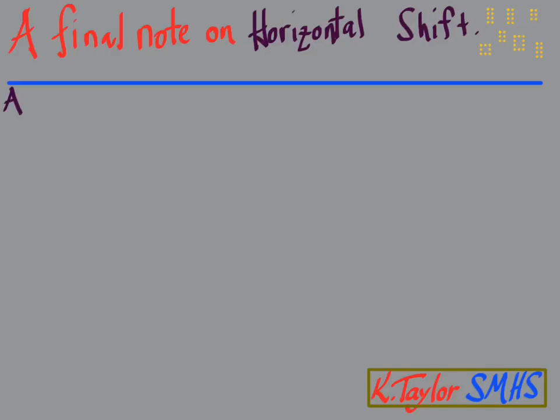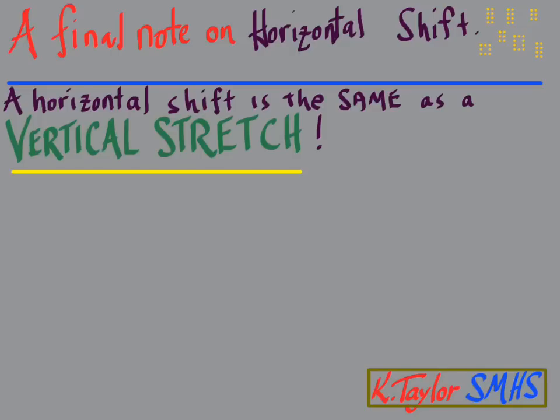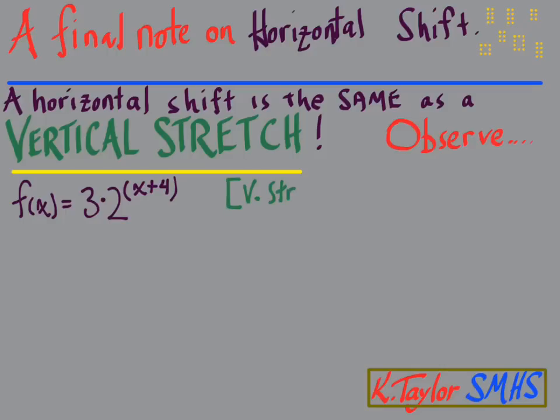I'm going to make the claim here that a horizontal shift is actually the same thing as a vertical stretch. Okay? That's a little bit strange, and I don't think there's another class of functions for which this is true. But let me show you how it actually is true. So observe. I'm going to make up a function here, f of x equals 3 times 2 to the x plus 4. So we've got a vertical stretch of 3, and we've got a left shift of 4 units. Okay? So it's got a vertical stretch already and a horizontal shift.